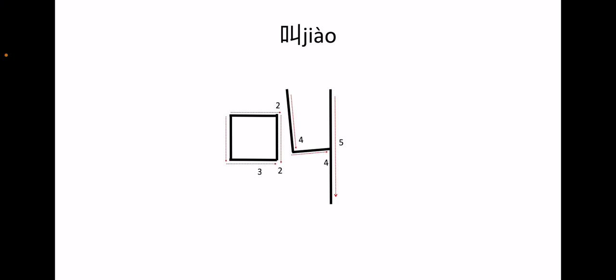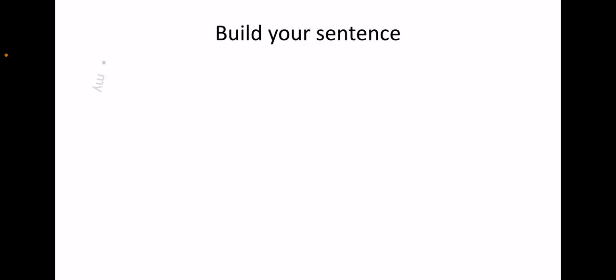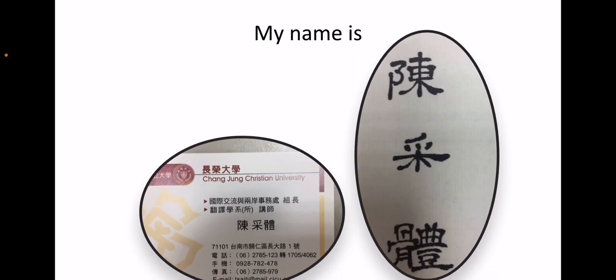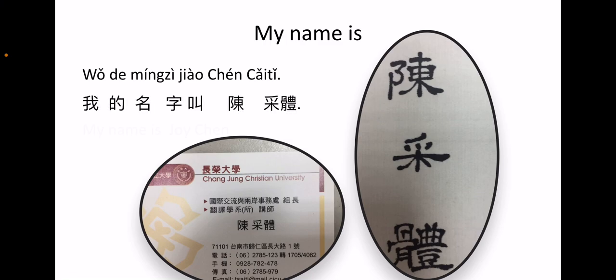叫, let's practice the order of the strokes. 一、二、三, the mouth, the saliva. 四、五, 叫. Now, let's build your sentence. 我的名字, 我的名字叫吉米, 我的名字叫陈才体吉.